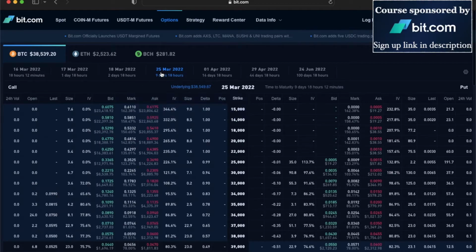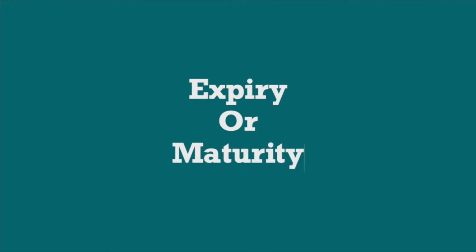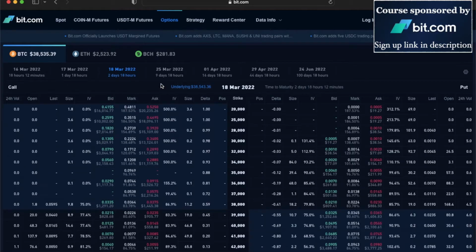Now we will look at the expiry also, and how expiry affects the price. These are weekly contracts. The next one is expiring in 9 days. This one is 18th March, and it is expiring in 2 days.